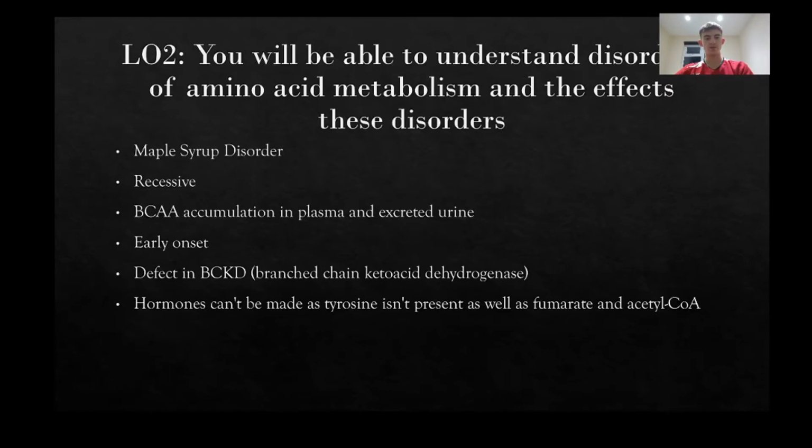Then we've got this maple syrup disorder. So if we've got maple syrup, everything's sticky. It's also recessive, and this is due to these branched chain amino acids. So leucine, isoleucine, valine, accumulation in plasma and excreted in urine. And this is quite early onset again, and that causes a defect in that BCKD enzyme that we talked about in the last video. So the branched chain amino acids can't be broken down properly. Hormones can't be made as tyrosine isn't present, as well as fumarate and acetyl-CoA.